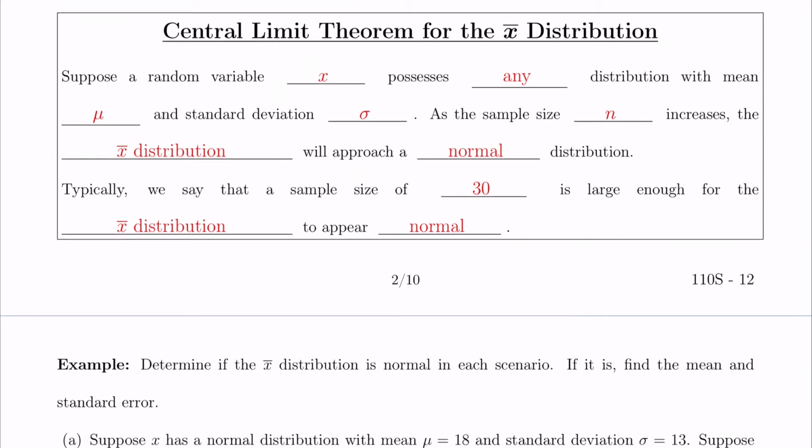This is where the central limit theorem can come in handy, because it says that as your sample size increases, the sampling distribution for x-bar will become more normal. What this essentially means is that as long as you have a large enough sample size, your x-bar distribution is going to be normal. In an intro stats class, it's pretty much been agreed upon that a sample size of 30 is large enough.